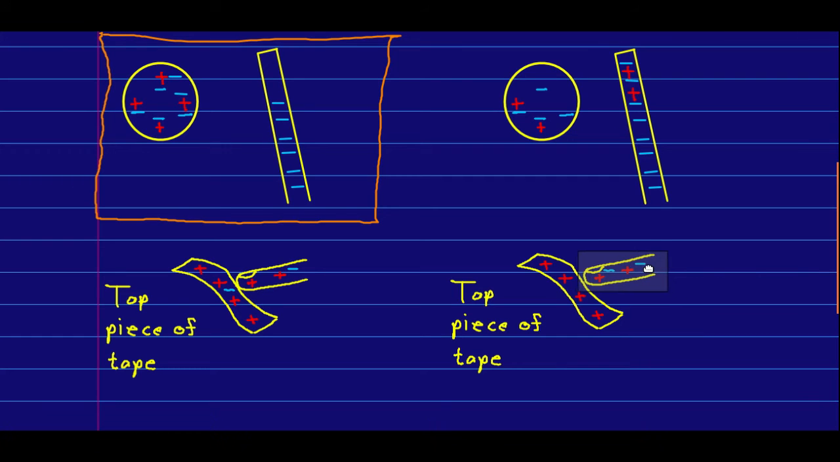But it's also possible that because the positive charges in the tape are repelling each other, some positive charge gets pushed out of the tape and into your finger. Either way, the tape becomes neutralized.